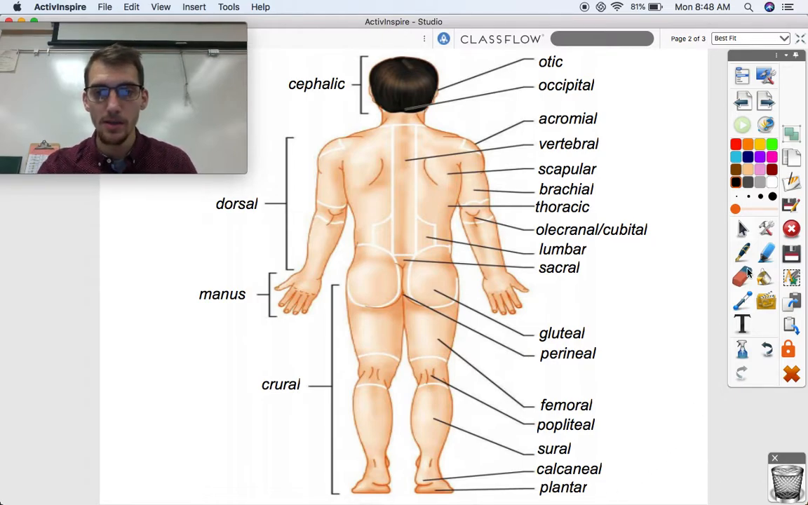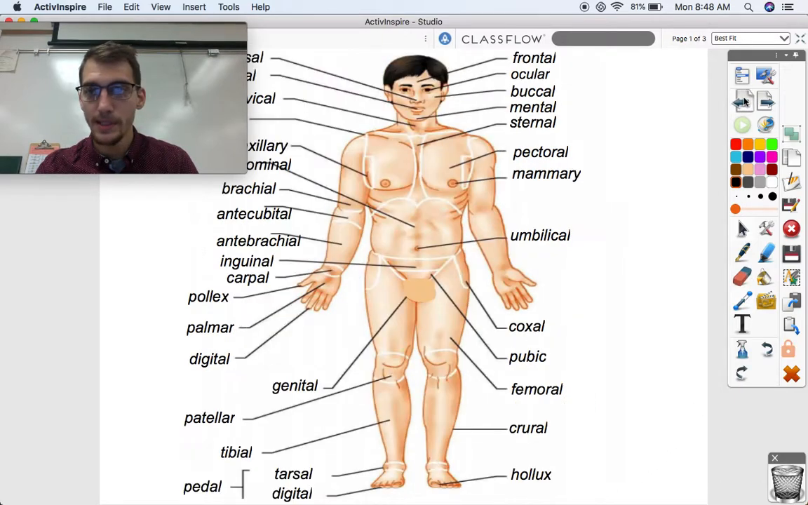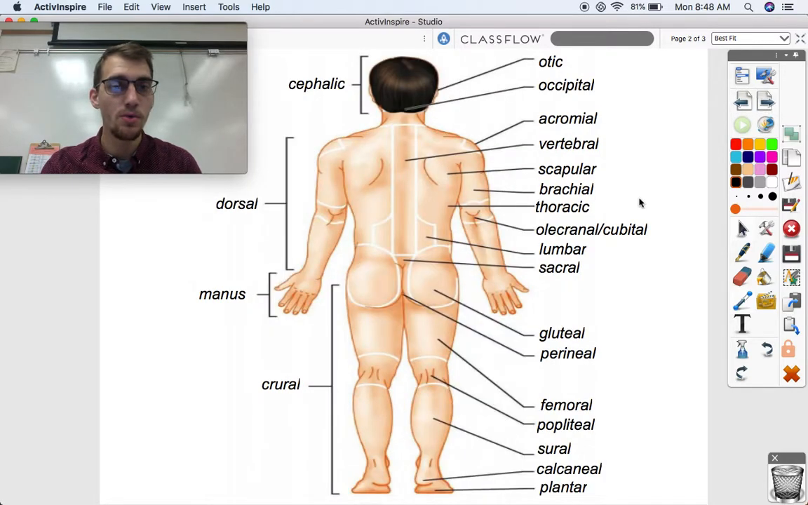All right. So that's this whole diagram. Please let me know if you have any questions. You will be asked to remember these terms for a quiz. All right. Bye.